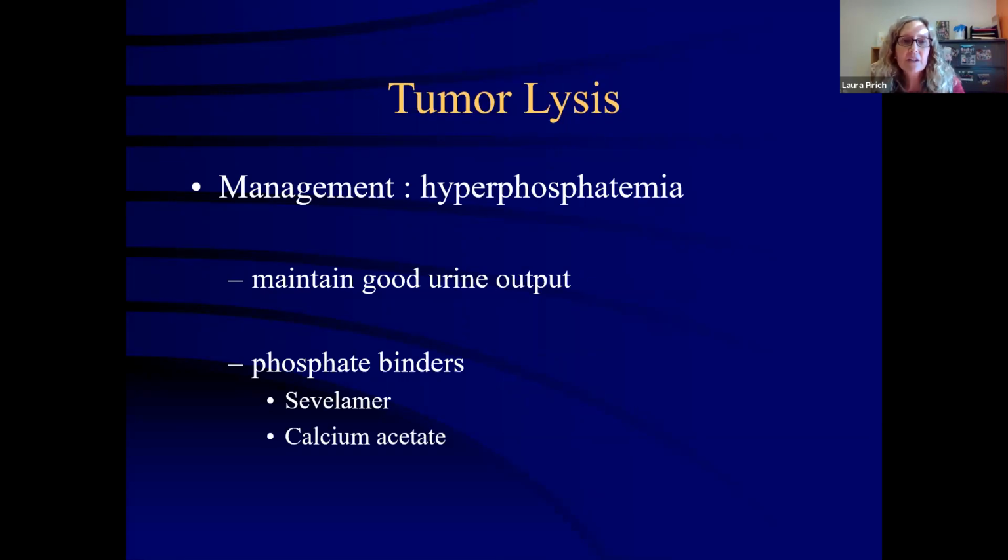So how do we manage hyperphosphatemia? Maintaining a good urine output is important. And then there are phosphate binders. Amphojel is what we used to use for a long time, and I don't think that drug is available anymore, but you can use calcium acetate, and there are some other phosphate binders that help to bind the phosphorus, so it won't precipitate with the calcium and cause damage to the kidneys.